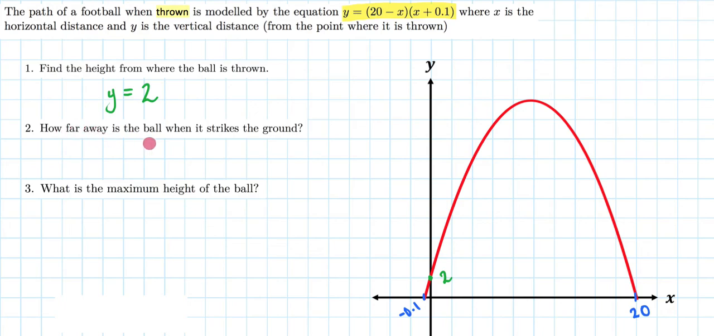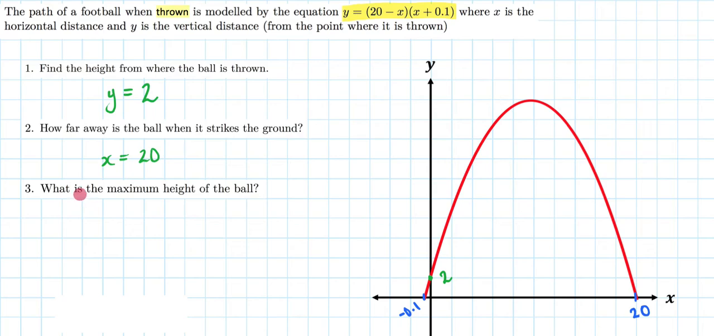Next, how far away is the ball when it strikes the ground? So here you can see it's going to be when x equals 20. So I would say here it's going to be x equals 20. So when x equals 20, that's how far away it's going to be when the ball strikes the ground.